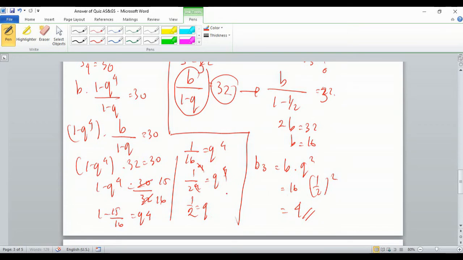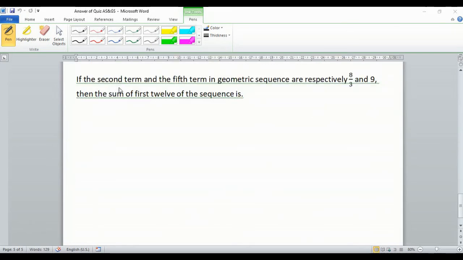If you are done with finding the key, the value is 5. If they are done with this one, it is 5. Okay? If the second term and the fifth term in a geometric sequence are respectively 8 over 3 and 9, you need to find the sum of the first 12 terms of the sequence. Okay, so from here, we know that the second term is equal with 8 over 3. And then B5 is equal 9. You need to find S12.